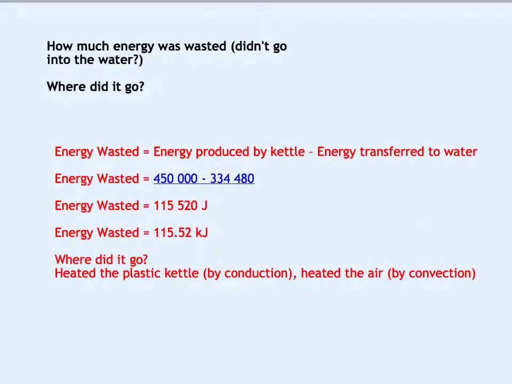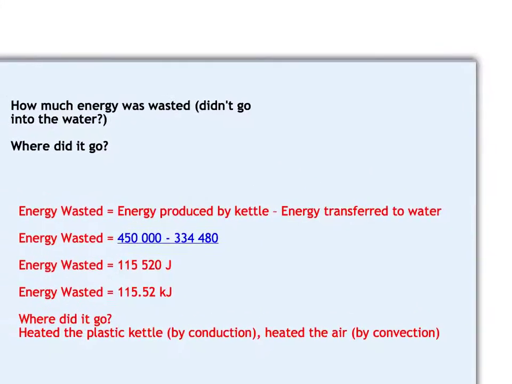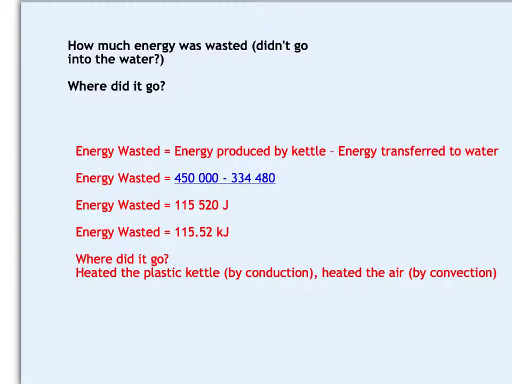Right, so the energy amount wasted is the energy produced by the kettle minus the energy transferred to the water. So the energy that went in by electrical energy is this value here, 450,000 joules. And from that we know that 334,480 went into the water itself. So the difference between those is 115,520. And again, you can convert this into kilojoules.